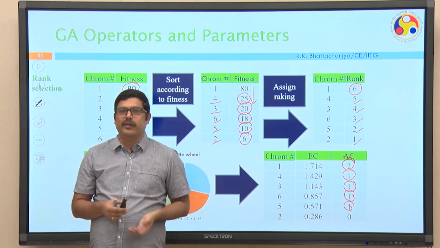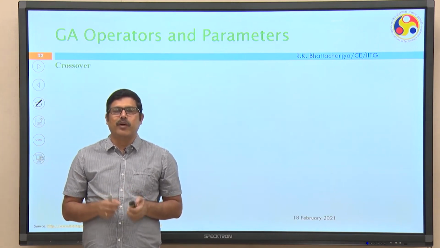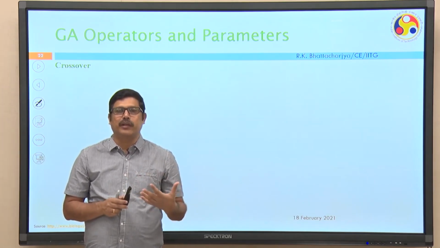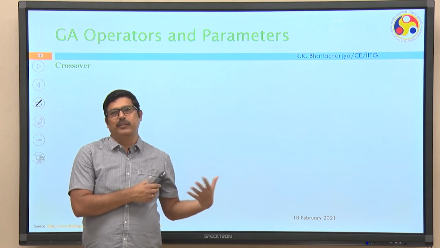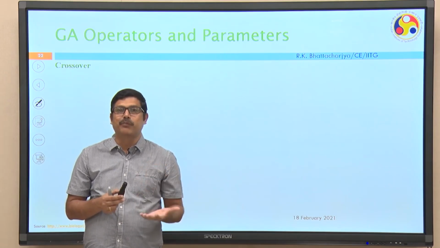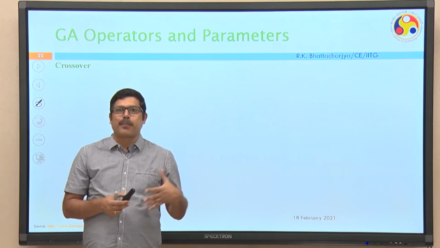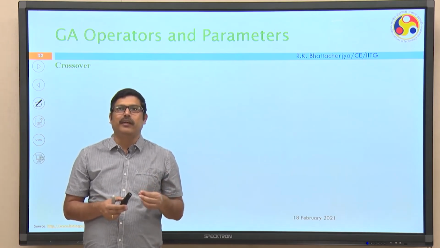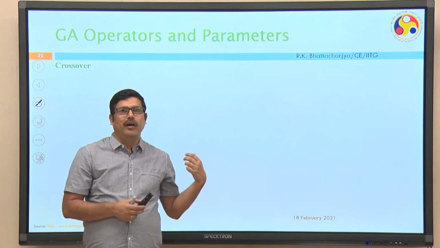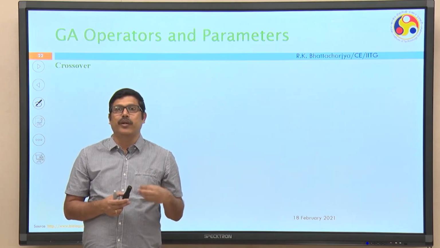Now, the next operator is the crossover operator. What is the function of the crossover operator? The function of the crossover operator is to create new solutions. As you have seen, the selection operator is not creating any new solution. We are getting multiple copies of the better individual, or eliminating the inferior solution, but we are not getting a new solution by applying the selection operator. Therefore, the function of the crossover operator is to create new solutions.